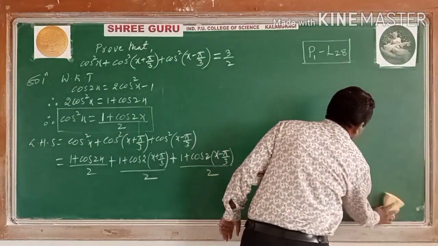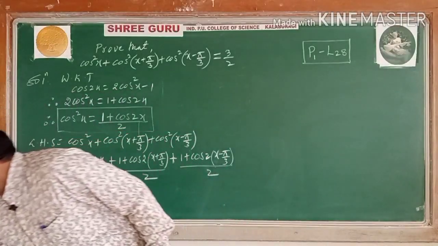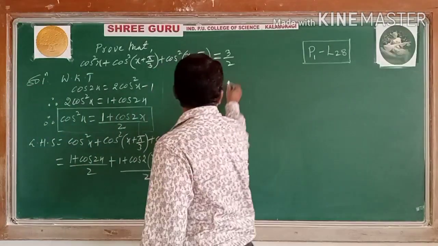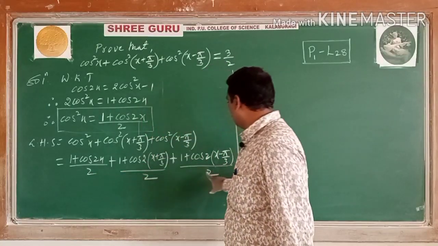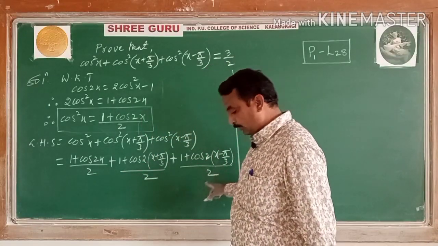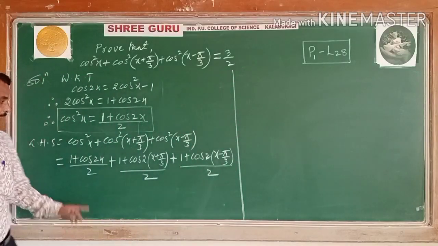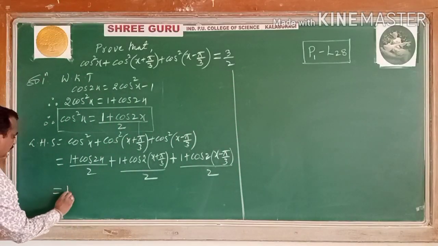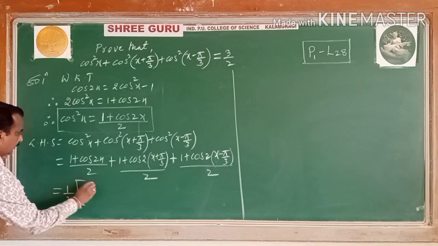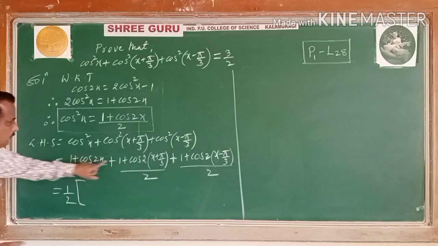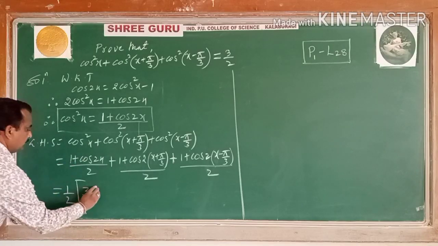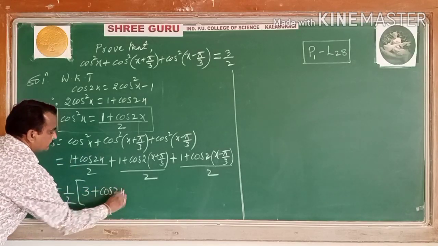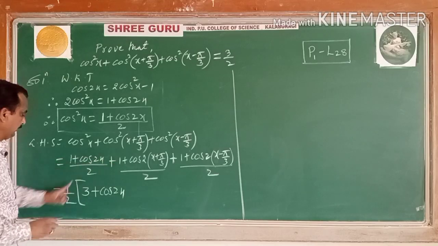Next, I will take here. Now see this one. Here 1 by 2 is common for all the terms. I have taken one more step, I will write here only. 1 by 2 is common. How many ones? 3 ones, 1 plus 1 plus 1. 3 ones it is, plus cos 2x.